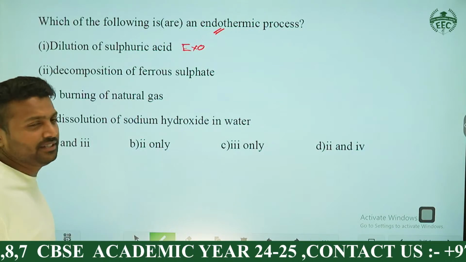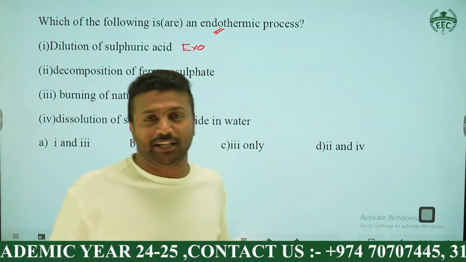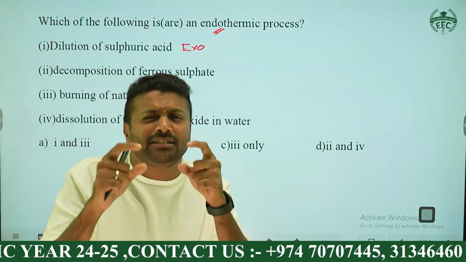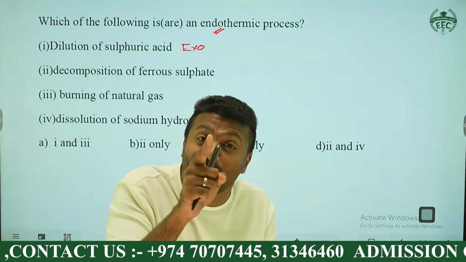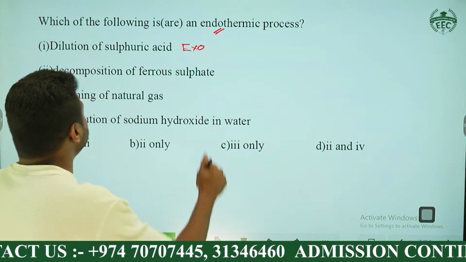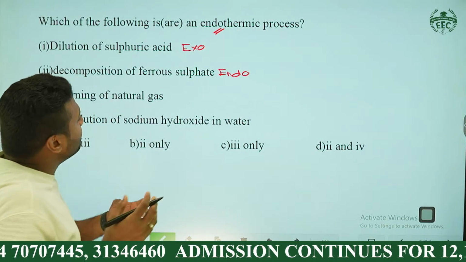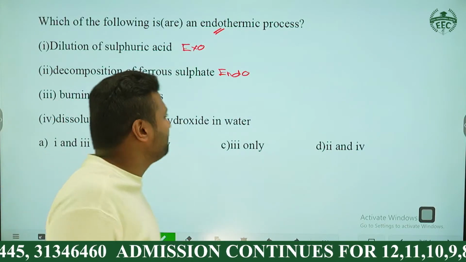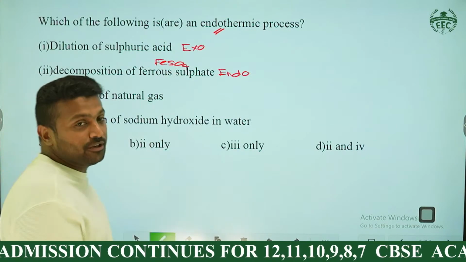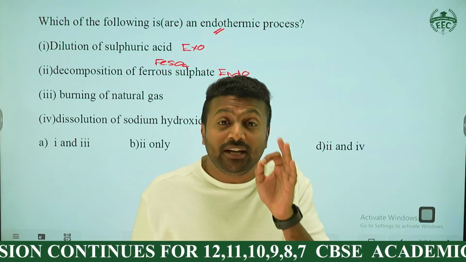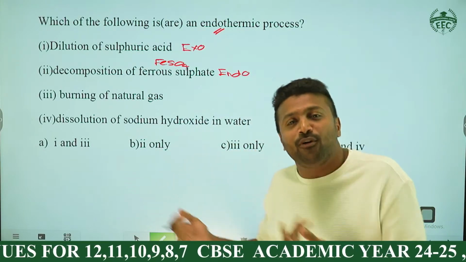Decomposition of ferrous sulfate is an example of thermal decomposition. Thermal decomposition means decomposed with the help of heat. So heat will be absorbed, heat will be entering, so called what? Endothermic reaction. So the second one is an endothermic reaction, right? Decomposition of FeSO4 comes under a category called thermal decomposition, decomposition with the help of heat. So heat will be absorbed, heat will be entering.